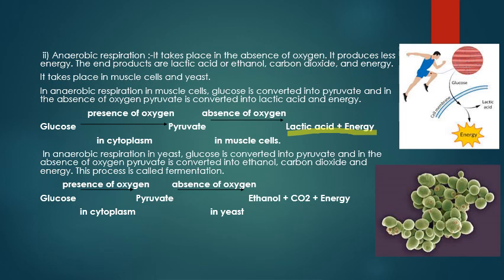Now let us discuss anaerobic respiration in yeast. Here, glucose is converted to pyruvate in the presence of oxygen, we know that. But in the absence of oxygen, it is converted into ethanol, carbon dioxide and energy. This process is called fermentation. Have you ever heard about the fermentation process? So this is anaerobic respiration in muscle cells as well as in yeast cells. The breakdown of sugar by yeast to make alcohol in the absence of air is what we call fermentation. I hope you got it. Let us move on to the next slide.